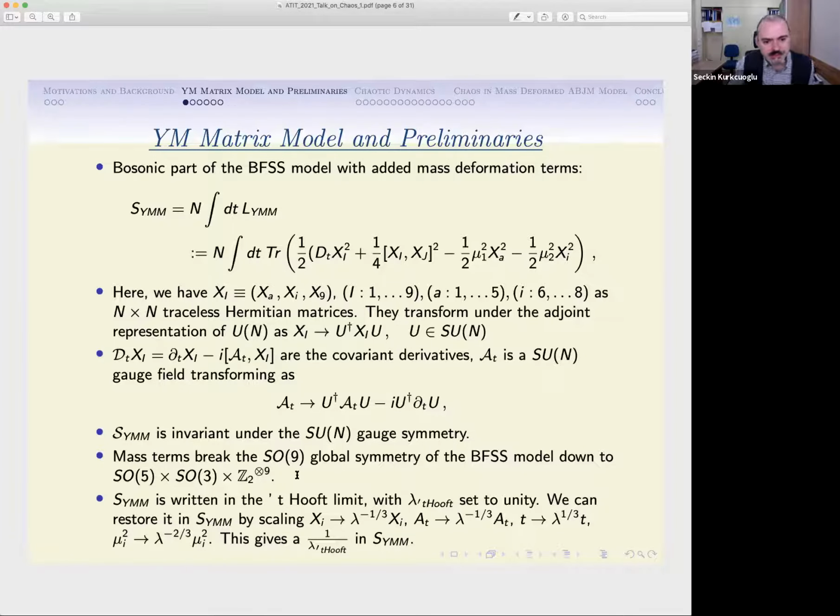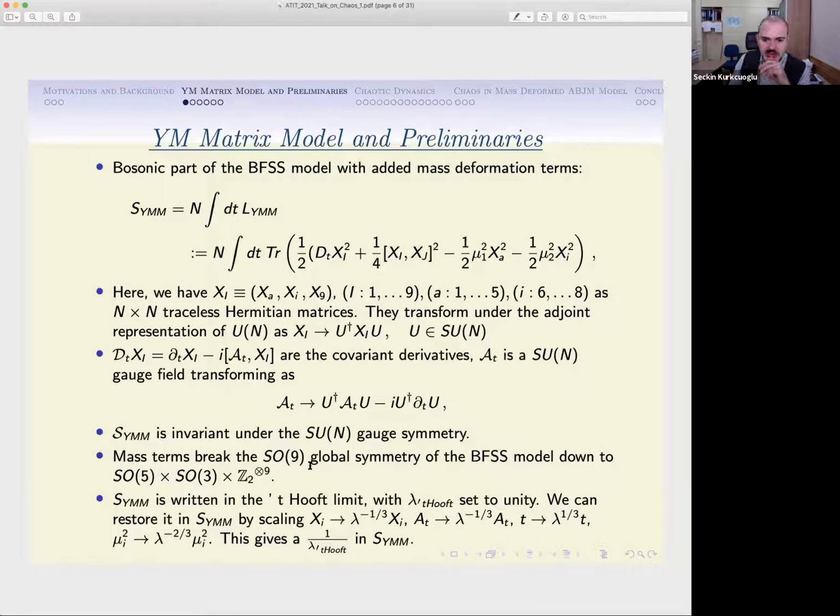Very well. So if there are no questions, we can go on to discuss this Yang-Mills matrix model and some of its preliminaries.